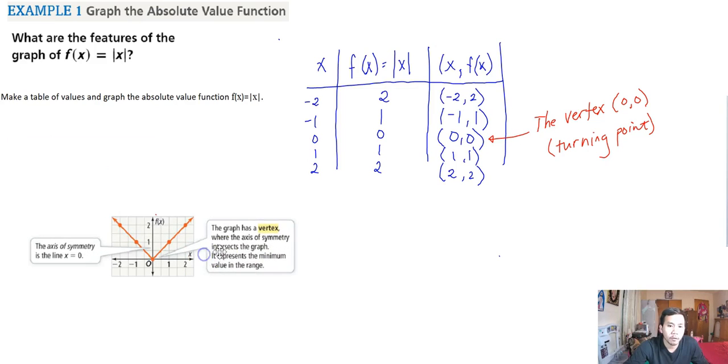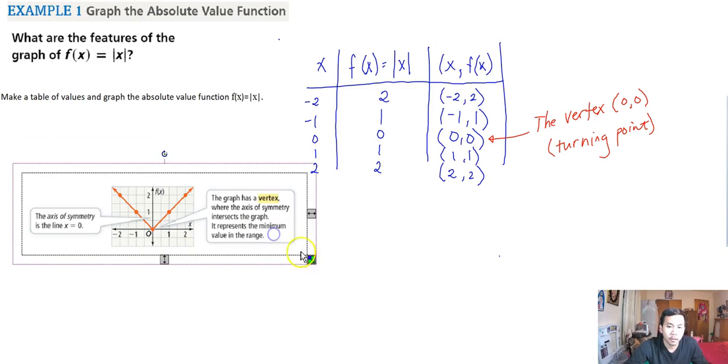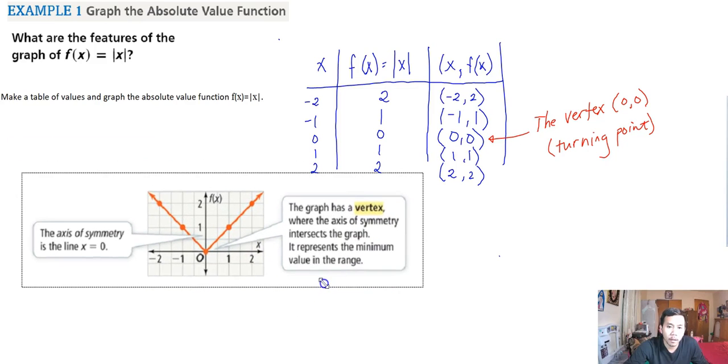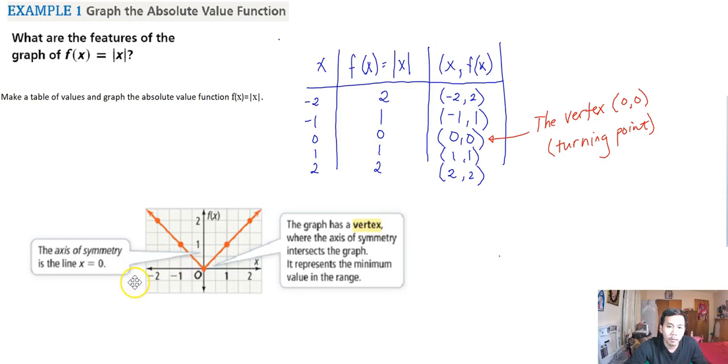So this will be the graph of our absolute value function, and I already labeled the axis of symmetry, which is at x is equal to 0. And as you can see, the graph has a vertex, which is at the origin. So this is how it looks. Your axis of symmetry is at x is equal to 0.